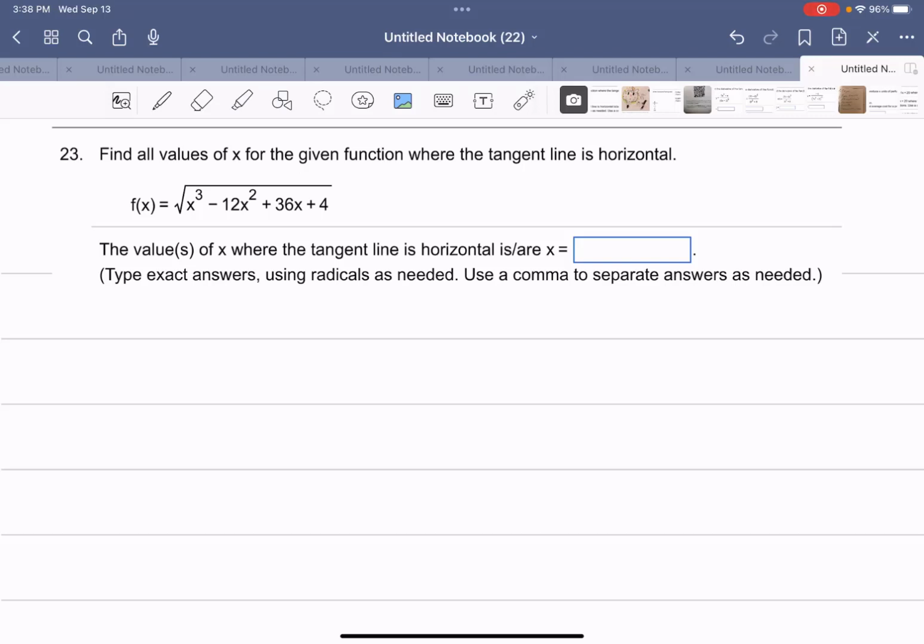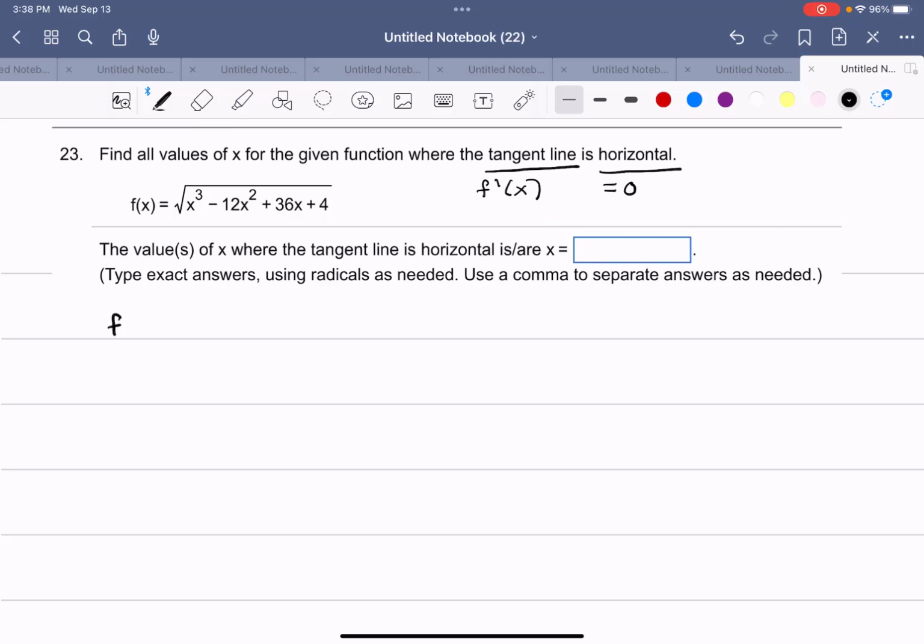Example number 23. Find all values of x for the given function where the tangent line is horizontal. f of x equals the square root of x cubed minus 12x squared plus 36x plus 4. The first thing we're going to have to do is find a formula for the slope of the tangent line, and then we're going to have to set it equal to 0. So we've got to find f prime of x and set it equal to 0.